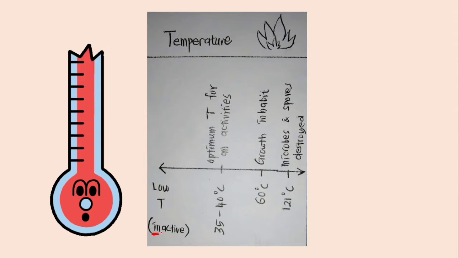Okay, when you take food out of your fridge and leave it for a long time, it will smell or spoil, because the optimum temperature for all activities of organisms including microorganisms is around 35 to 40 degrees Celsius. At 60 degrees Celsius, most growth of microorganisms is inhibited, already stunted. At very high temperatures, around 100 degrees Celsius, microbes and spores are destroyed. That is why we need to cook food to kill microorganisms.